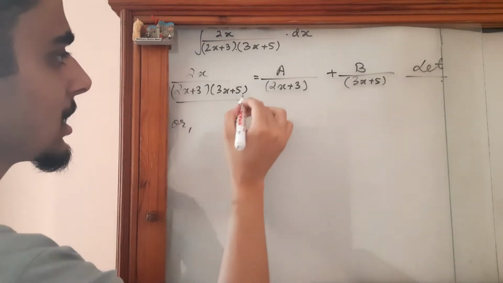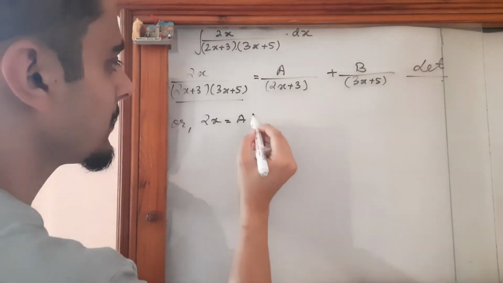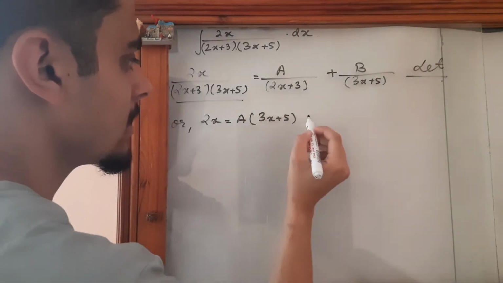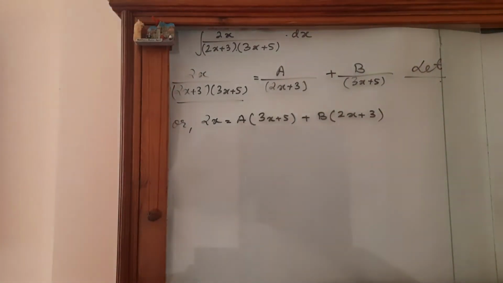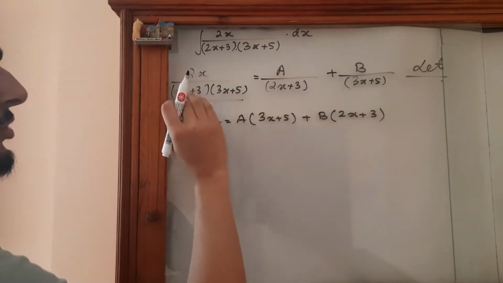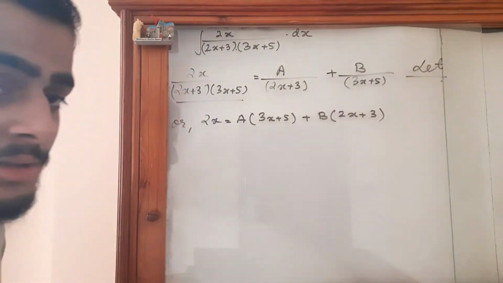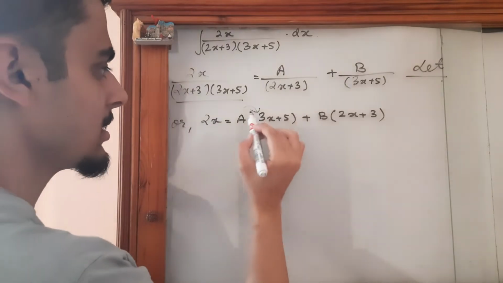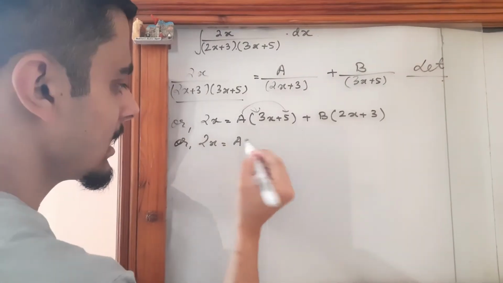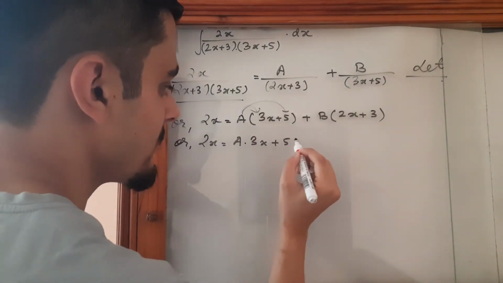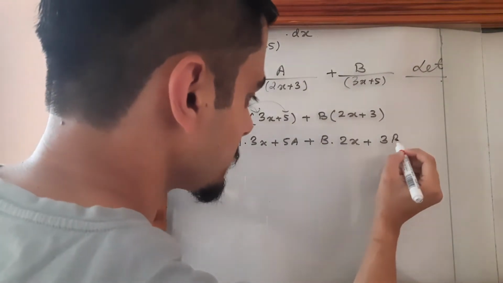So this whole term multiplies this thing present in the right hand side. So 2x is equal to a times (3x plus 5) plus b times (2x plus 3). I hope you know what I'm doing here. Once this goes over here, this (2x plus 3) gets cancelled with this, and this (3x plus 5) gets cancelled over here. So we are left with this. Now let's multiply this with this, and then this with this, and same for this. So 2x is equal to 3a times x plus 5a plus 2b times x plus 3b.